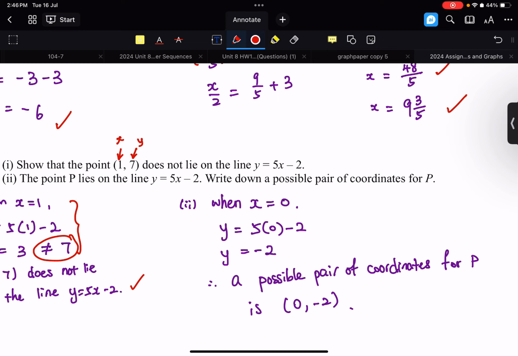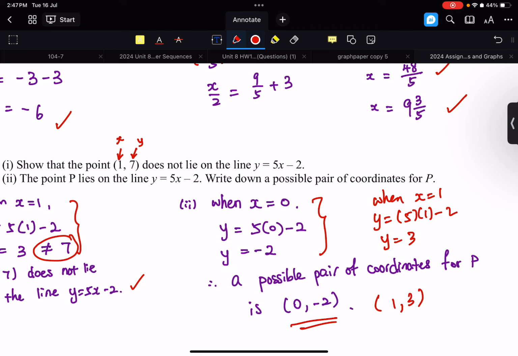And then they say point P lies on the line, and then write a possible pair of P. Of course, in this situation, there are infinite possible values of P, right? Because there are infinite number of points on the line. But we just choose a number that's easy to calculate. I believe x equals 0 is easy to calculate. So when I plug it in, I get y equals negative 2. Therefore, this is a possible pair. You can, of course, use another number. For example, x equals 1. Y will be equal to 5 times 1 minus 2, which means that y is equal to 3. Therefore, the point (1, 3) is also on the line, right? So you can do something like this, okay?